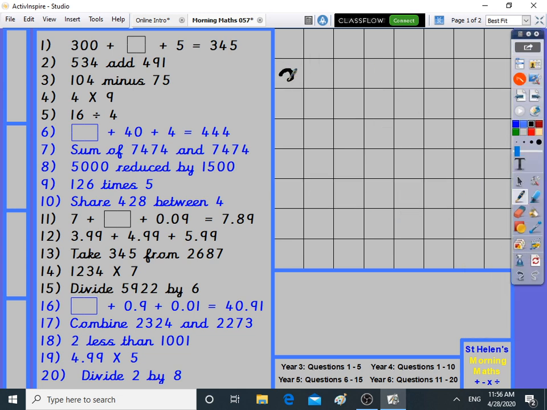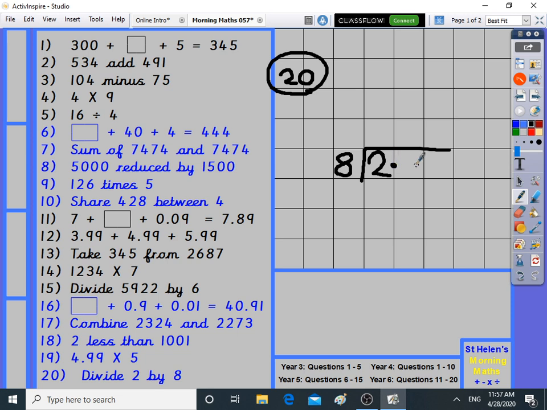Question 20. I reckon there'll be a few people who make a mistake on this one. This is not 8 divided by 2. It says divide 2 by 8. That's what it is. It's not 8 divided by 2, which is 4. It's divide 2 by 8. That doesn't really work, but there's a lovely little trick, which I really like, of making this work.